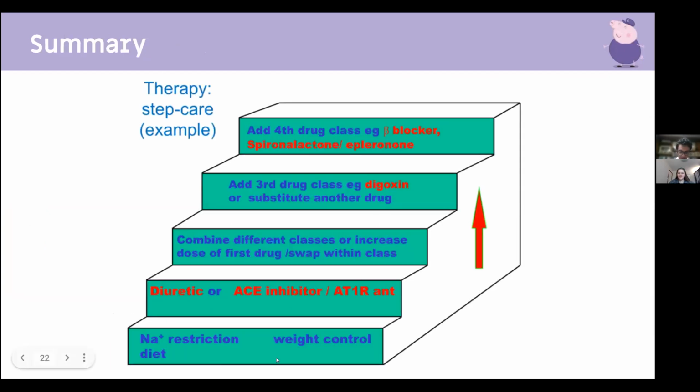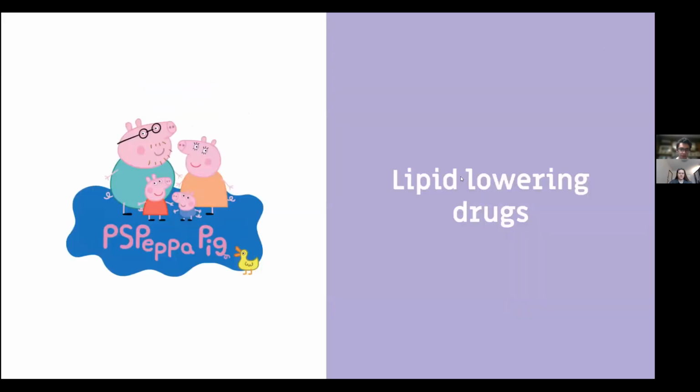This is just a summary going through the tables. First, we're restricting our diet and weight control, controlling our risk factors, then often a diuretic or ACE inhibitor. Which one you give often depends on age. Then you can combine different classes, swap within classes. You can add digoxin if you need, and add a beta blocker or a potassium sparing drug.